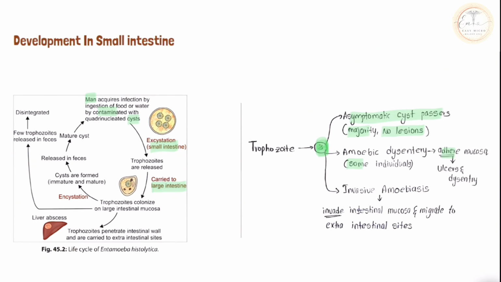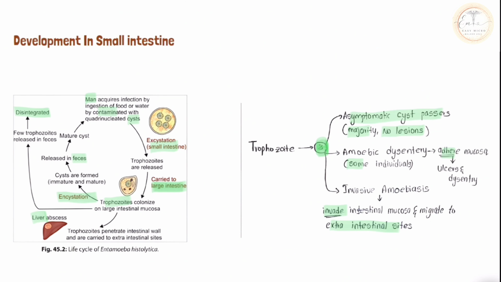Once again, let us look at what happens in the majority of individuals. In the majority of individuals, the trophozoite reaches the large intestine and undergoes encystation. It enters the cyst form and is released through the feces, which acts as an infective form. Sometimes the trophozoites are also released along with the feces, but the trophozoites aren't resistant to the environment, so they will disintegrate.